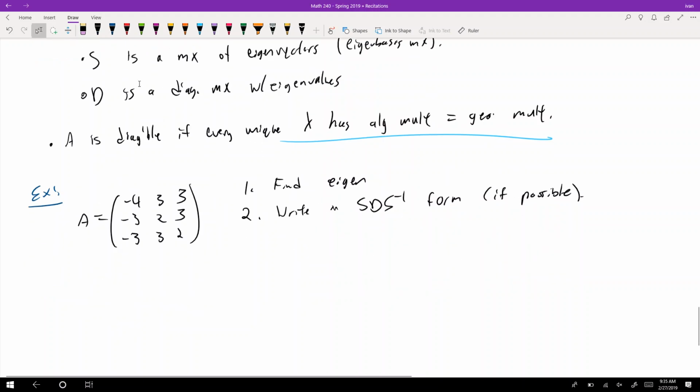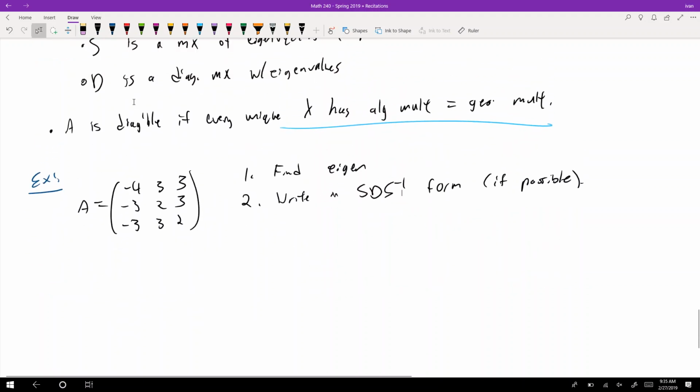Okay, so let's find the eigenvalues and eigenvectors. This is a massive pain to find for this matrix. The determinant of A minus lambda I is equal to the determinant of negative 4 minus lambda, 3, 3, negative 3, 2 minus lambda, 3, negative 3, 3, 2 minus lambda.